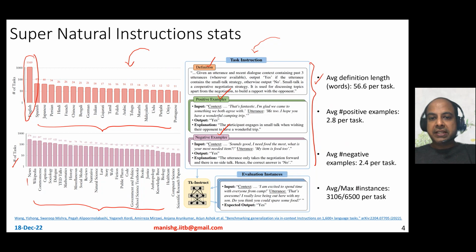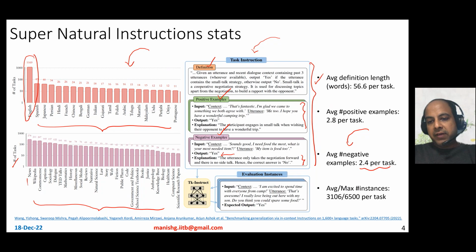There are a bunch of positive examples, and each example consists of an input, an output, and an explanation. The benchmark has about 2.8 positive examples per task on average. There are some negative examples also which are provided. For example, there's an input, an output, and then an explanation of why the output is wrong. So the utterance only takes the negotiation forward and there is no side talk. Hence, the correct answer is no, and therefore the provided answer yes is false. The benchmark has about 2.4 negative examples per task.